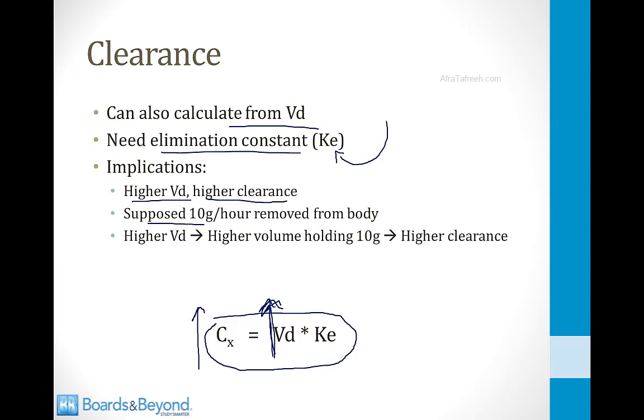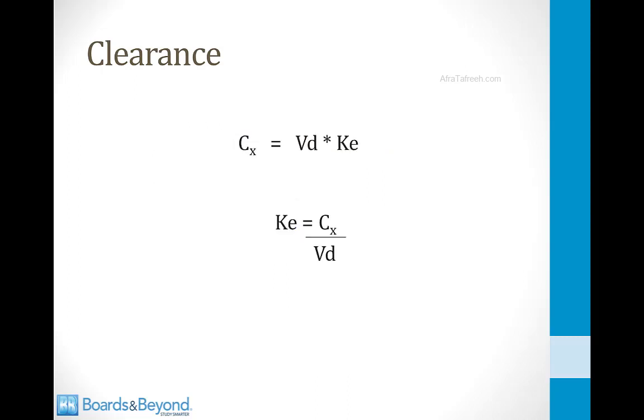And suppose 10 grams an hour is removed from the body. If you have a higher volume of distribution for the drug, there's a higher volume holding that 10 grams, and therefore you have a higher clearance per unit time. One of the reasons this equation can be confusing is because it's often illustrated as an equation to calculate the clearance from the volume of distribution and the elimination constant, but that's really not how it's usually used. It's usually used to calculate an elimination constant, K sub E, for different drugs.